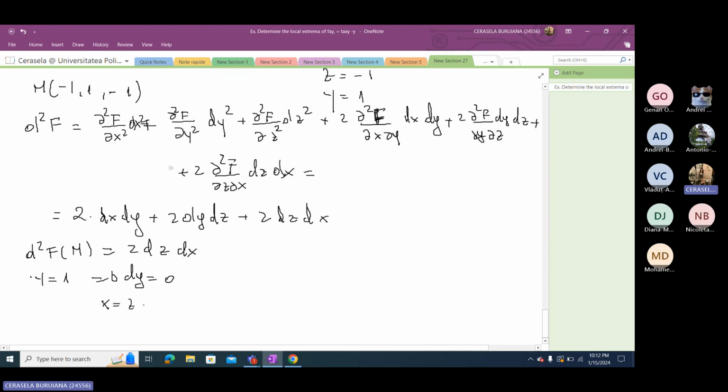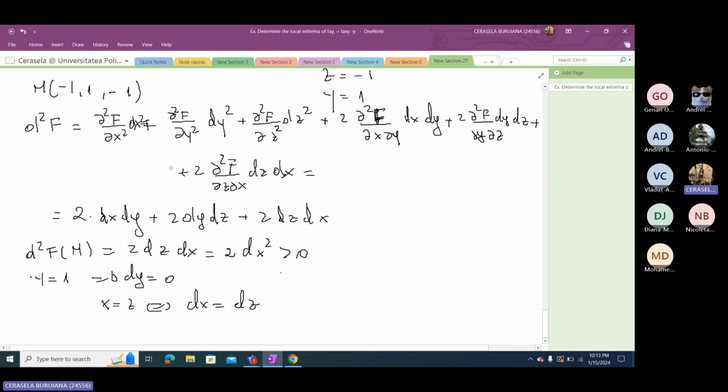X equals z, if I remember well, isn't it? Yes. So dx equals dz. Is it true? So it's actually 2dz squared. Exactly. Or I can write 2dx squared. It's the same, yeah.